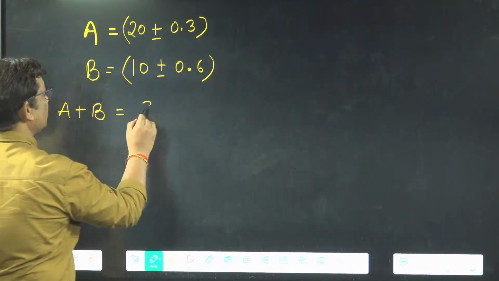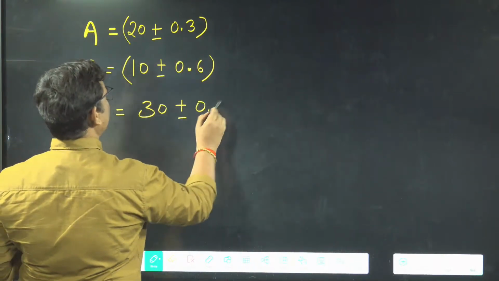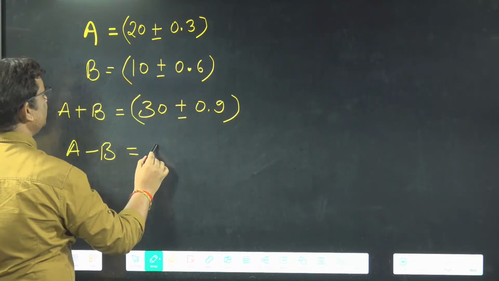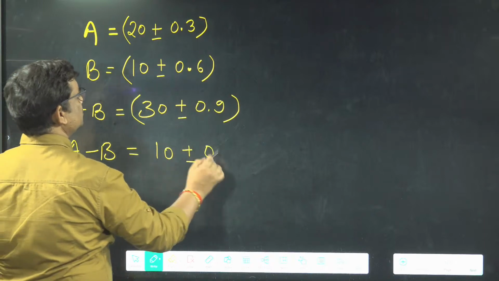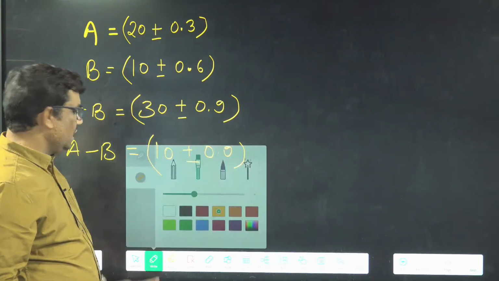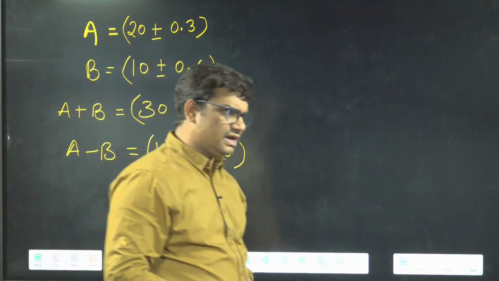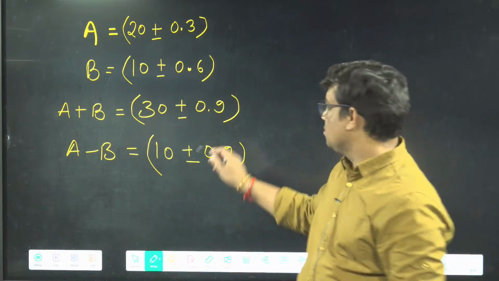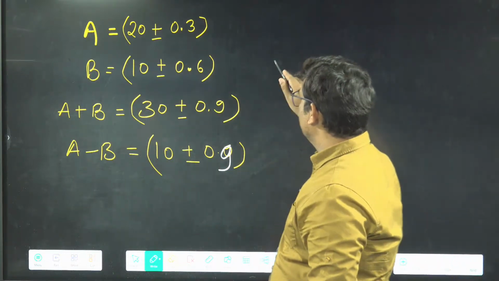So the answer of this becomes 30 plus minus 0.9. If I say A minus B, then A minus B becomes how much here? 10 plus minus 0.9. We know errors are always added. Errors are always additive. So we'll write one question.